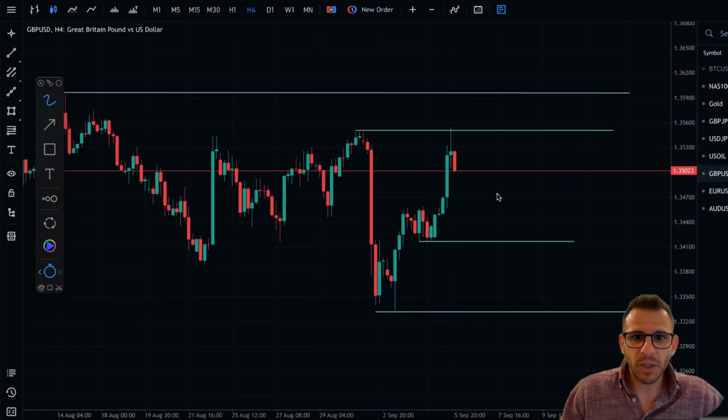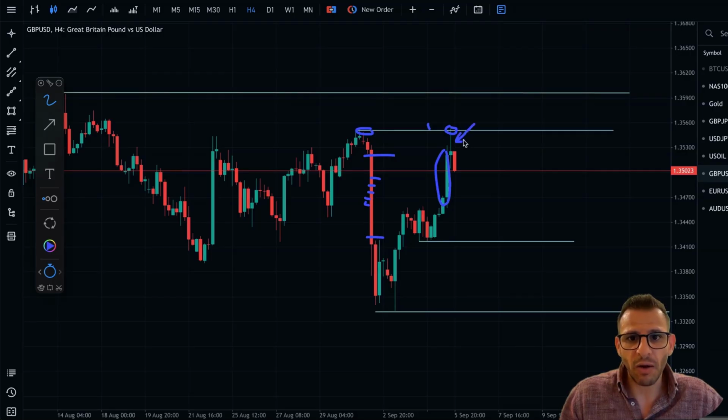Great British Pound US dollar, similar case, but the sterling failed to make a higher high. Last Friday, the price filled up this fair value area with this Marubozu candle. The non-farm payrolls pushed the price up to this resistance, but it didn't sustain above. We didn't see any candlestick closing above the resistance.